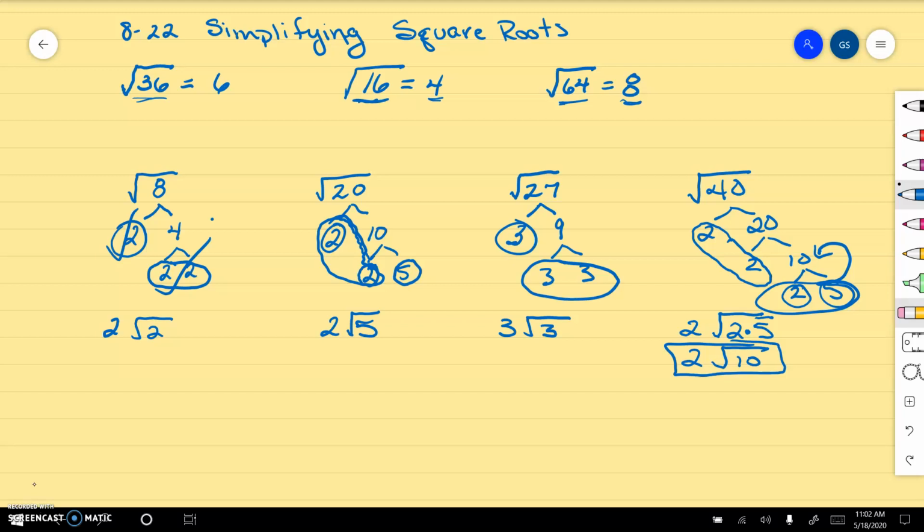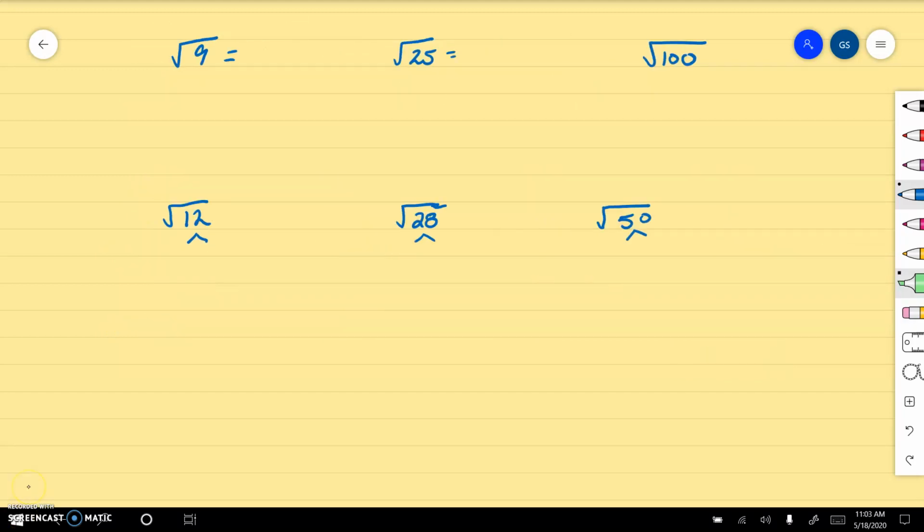All right, I'm going to give you a couple to try. Here's a couple of problems for you to try. The first three are perfect squares, so remember perfect squares. And then the next three, you're going to have to break them down. So do the best you can. And when you're done, come back and look to see if you got the right answers.